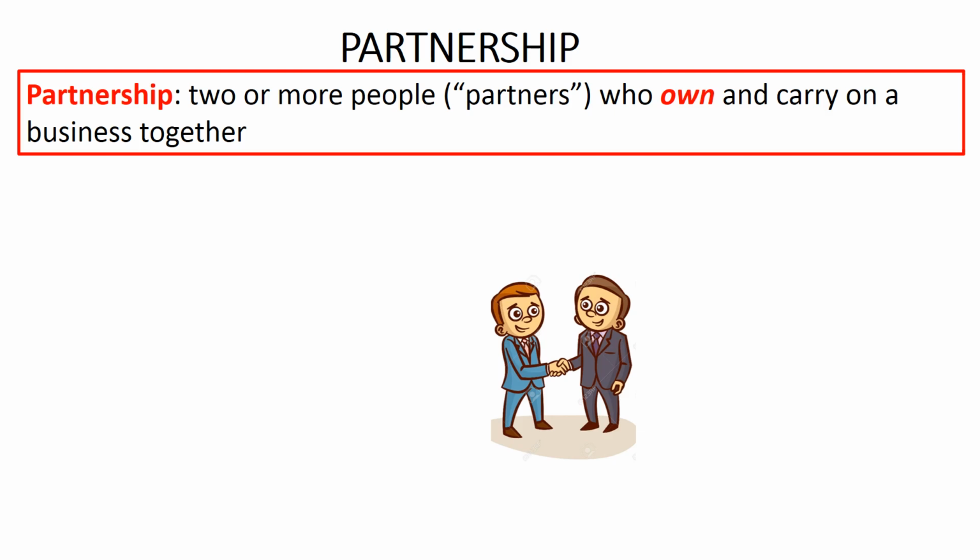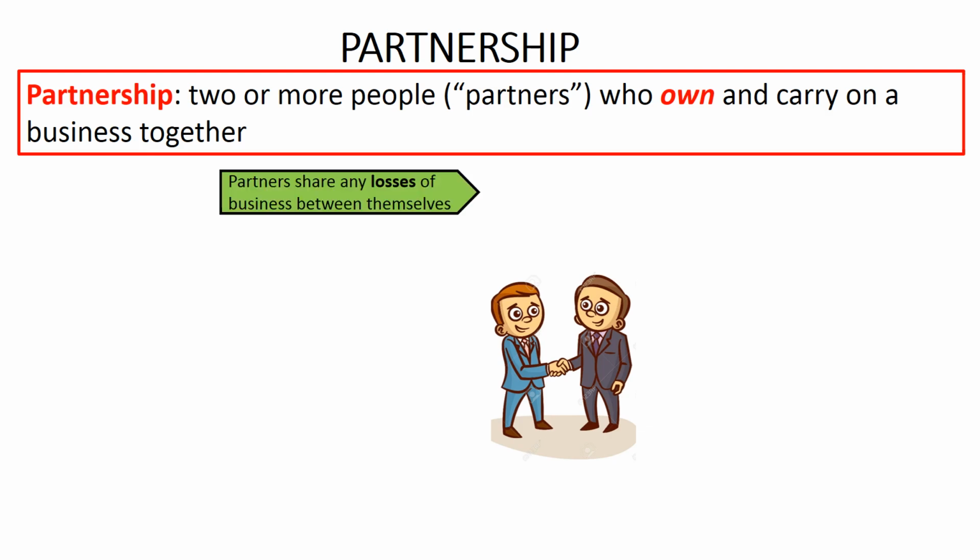A partnership consists of two or more people, called partners, who own and carry on a business together. In this definition, the important word is own. If you're ever asked to define a partnership, make sure that you include the word own in your definition. Let's now look at the features of a partnership.